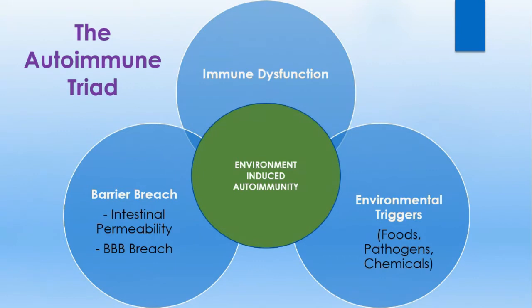So without belaboring the point more, the autoimmune triad, these overlapping factors that contribute to environmentally induced autoimmunity, the three major categories are environmental triggers. And the environmental triggers that we tend to look at are food peptides. So that's a part of the proteins that are in foods. They can trigger an immune response if they make their way into the bloodstream.